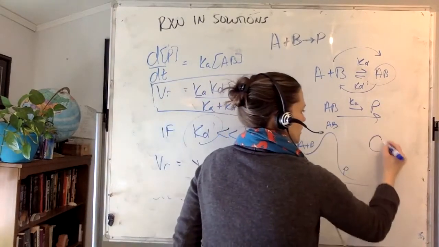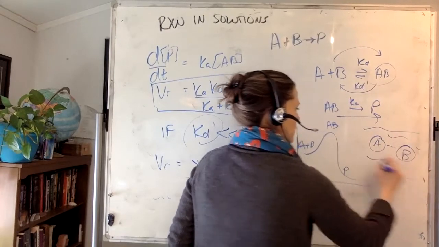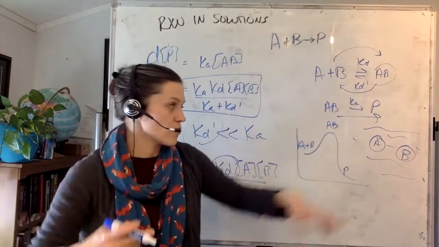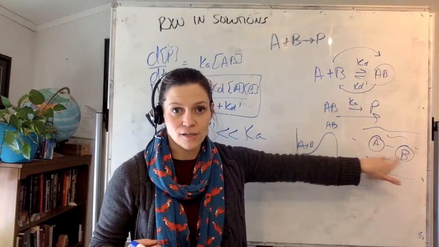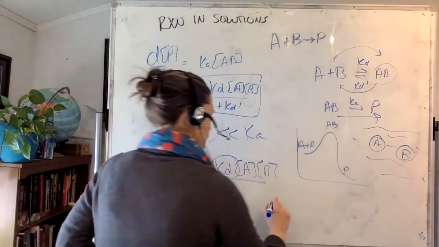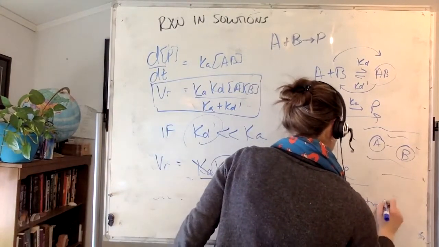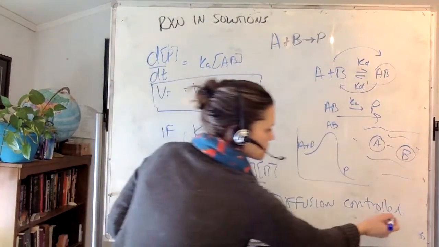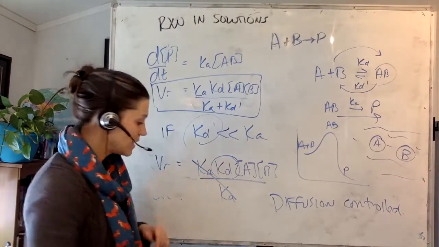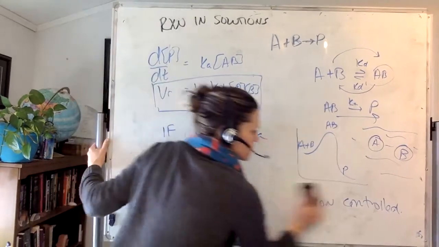What that says is if you've got A plus B, AB is the activated complex, and then products happen, then if you're in solution, A and B find each other, they diffuse towards each other. As soon as they diffuse and find each other, you've got a reaction occurring. This is called diffusion controlled. Cool, diffusion controlled.